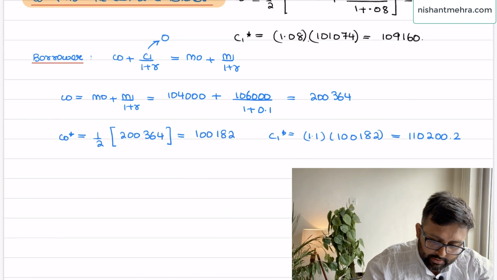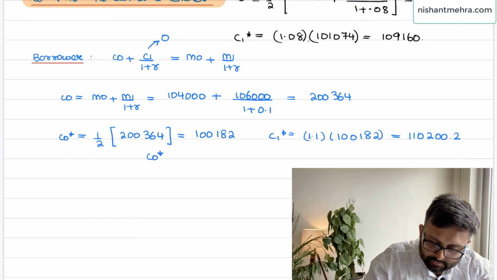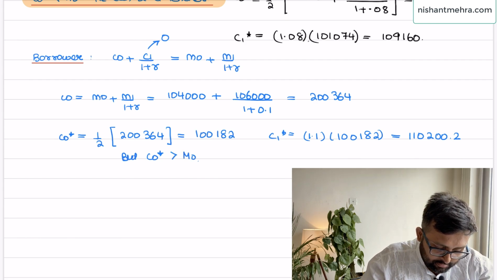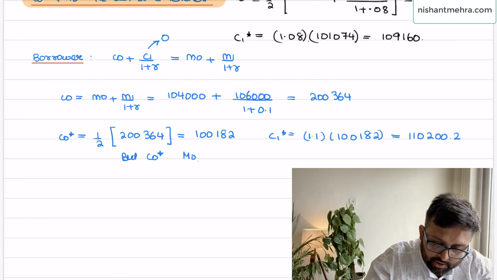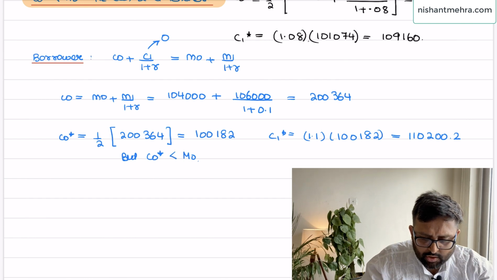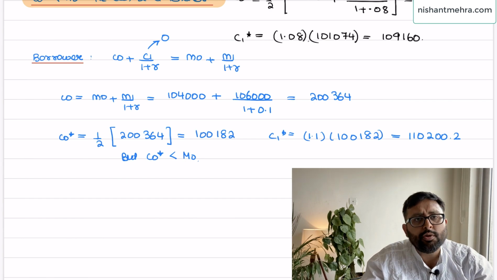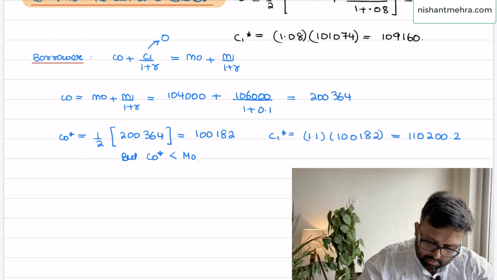But you also look at it. Don't you think that your C naught is greater than M naught? Oh, sorry, C naught star. What is your C naught star? 100,182, right? And M naught is what? 104,000. So C naught star is less than M naught. I'm so sorry, it is less than M naught. When you are consuming less than your income, how can you be a borrower? You won't be a borrower. You're consuming less than your income, na?